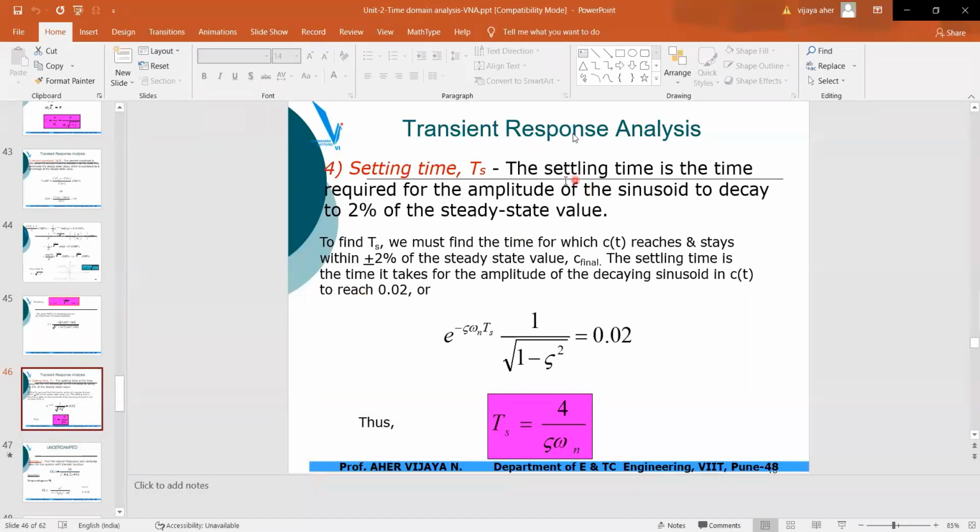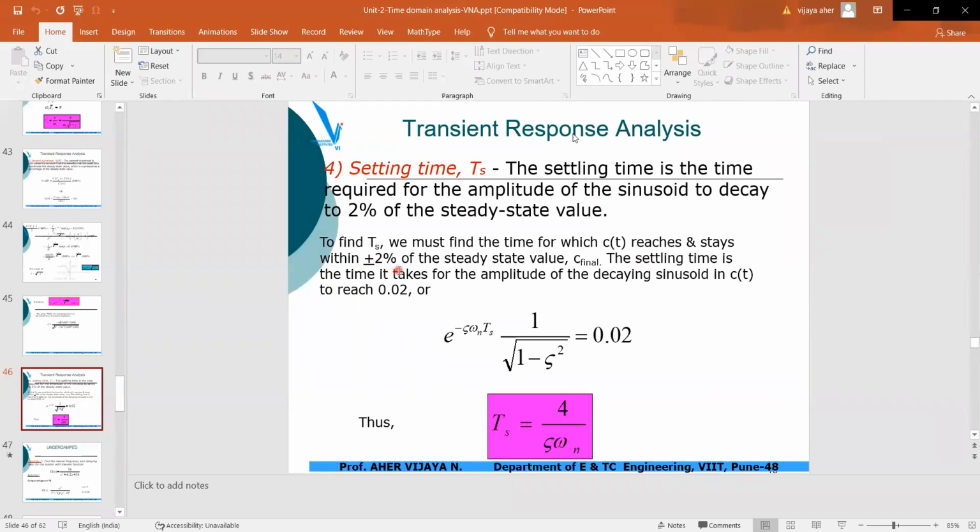Now, what is settling time? The settling time is the time required for the amplitude of the sinusoidal signal to decay to 2% of the steady state value. Suppose the maximum value is 1, so 2% of the steady state value means on the lower side it is 98%, on the upper side it is 102%, of the steady state value. So in order to find the settling time, we must find the time for which this output, C of t, reaches and stays within plus or minus 2%.